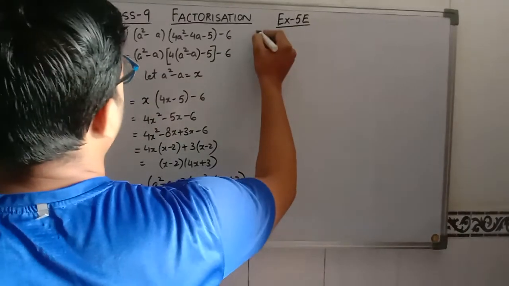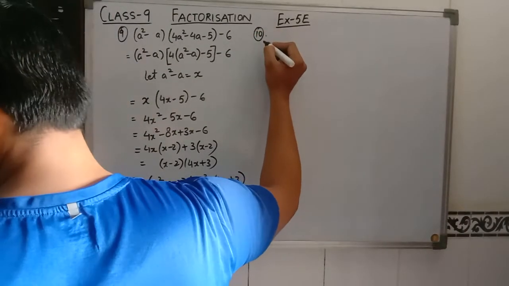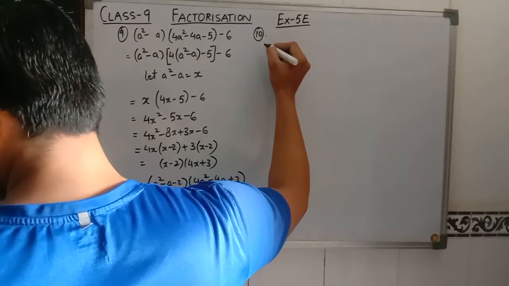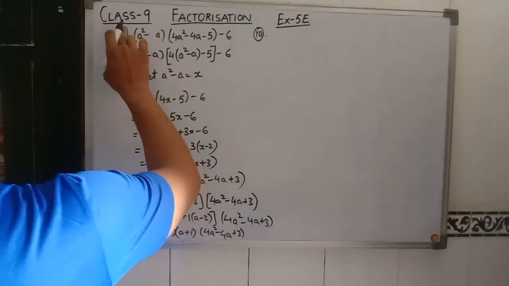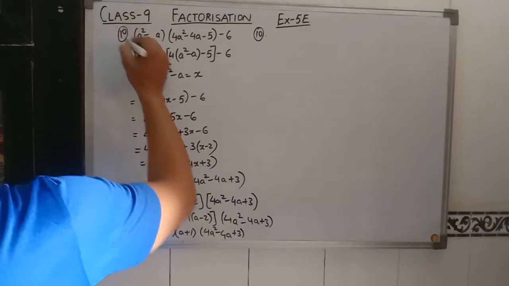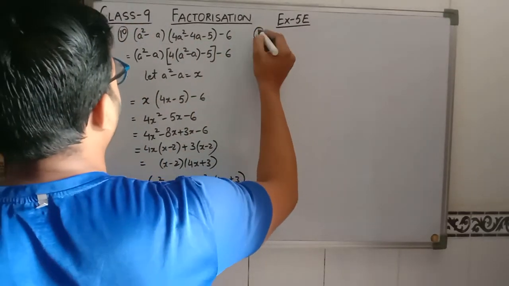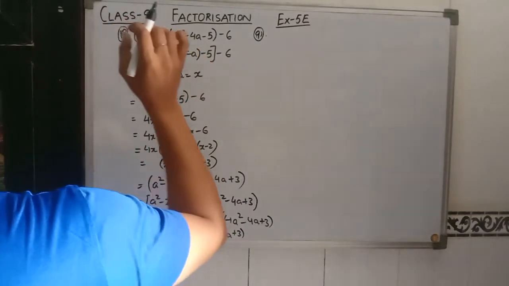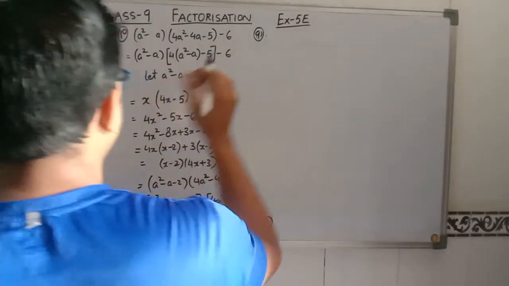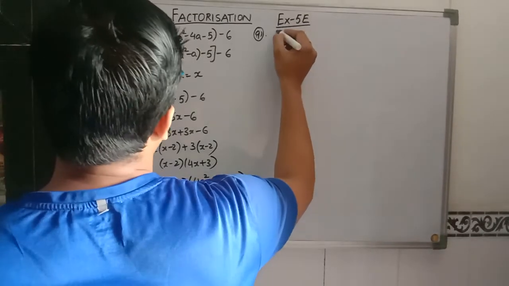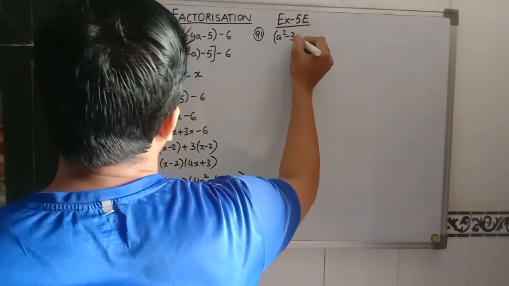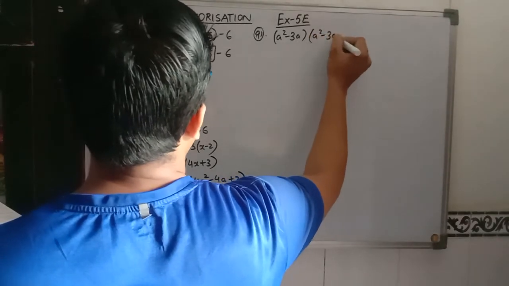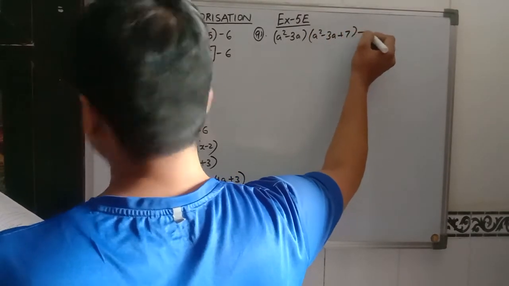Now we are coming to the next question. Question number 10 is also like this. I have solved question number 10 in front of you, and now I am telling you question number 9 because they are similar. So I have copied question number 9 in the place of this. Question number 9 is saying a square minus 3a, a square minus 3a plus 7 and plus 10.